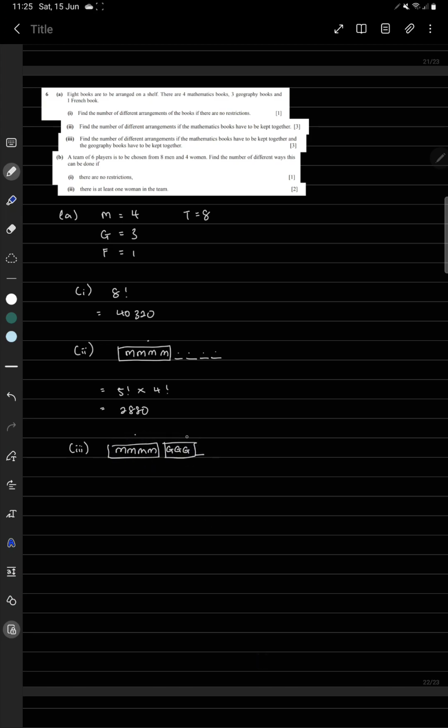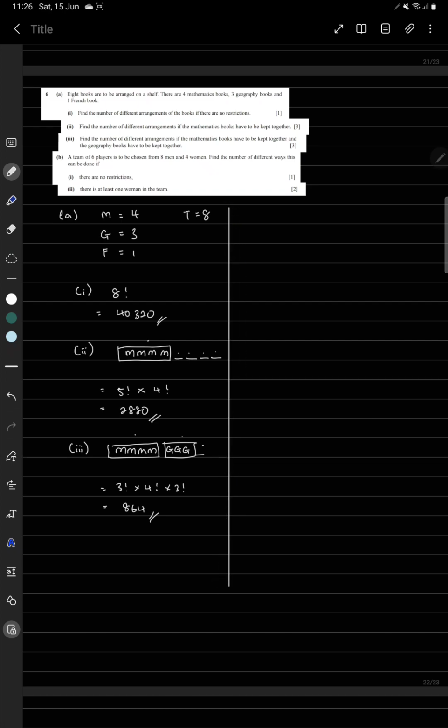Now there's only 1, 2, and 3 slots, so that's going to be 3 factorial. Make sure you move the books inside of the group, so that's times 4 factorial for the mathematics and times 3 factorial for the geography books. And finally, our final answer is going to be 864. Okay, let me finalize everything here. All right, great.